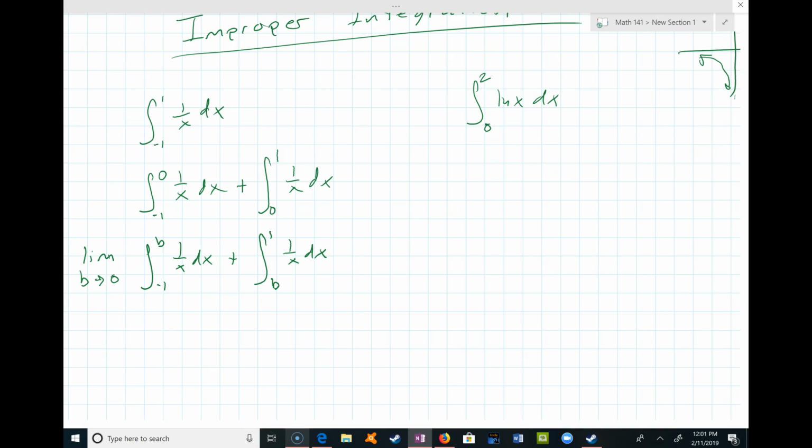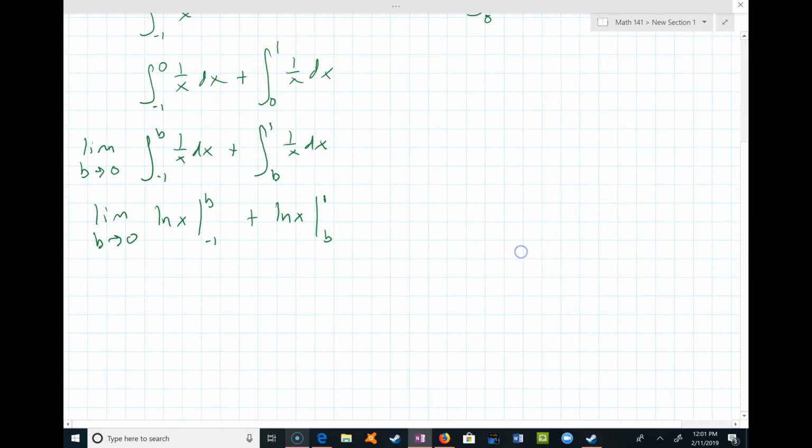So then we go ahead and integrate this. Of course, the limit is still out here, b is approaching 0. The integral of 1 over x is ln x, evaluated from -1 to b. And the integral of 1 over x is again ln x, evaluated from b to 1. And then we're going to go ahead and plug all these numbers in. I still haven't taken the limit, so it's still the limit as b approaches 0 of ln of b minus ln of -1 plus ln of 1 minus ln of b.